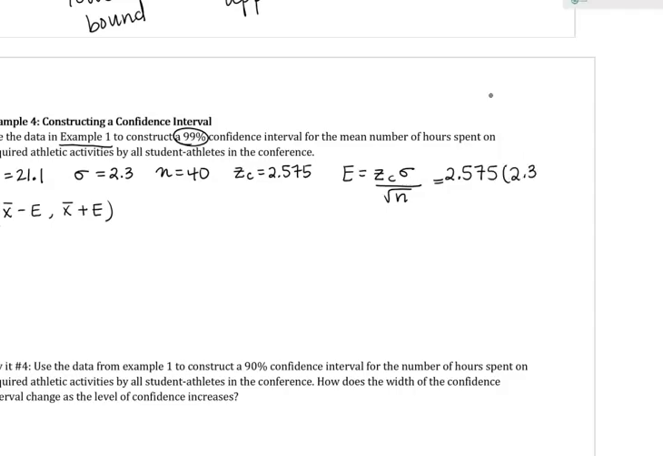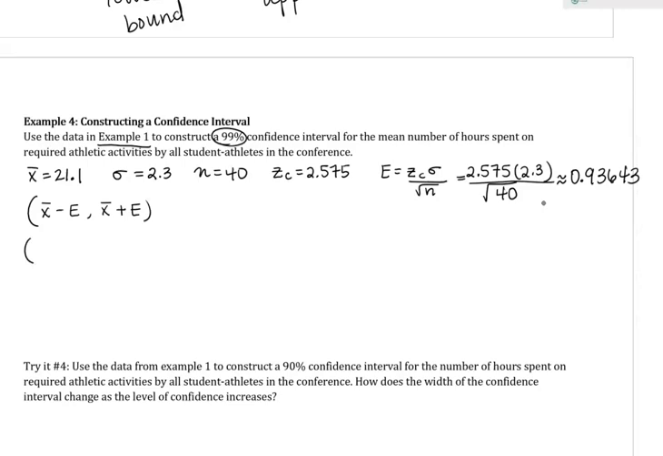Okay, so let's plug these in to calculate our error. 2.575 times 2.3 divided by the square root of 40. So this comes out to be about 0.93643. And I'll just leave that rounded to 5 decimal places.